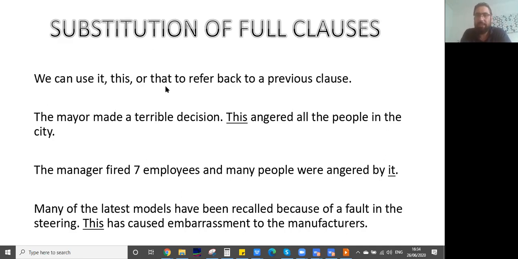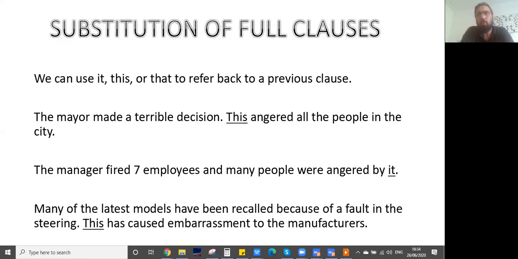So we have this here. What's that referring to? Yeah, the full sentence. Thank you, Satish. So this is referring to the whole of the sentence. So we don't have to repeat it all again. Yeah, the mayor made a terrible mistake. The mayor making the terrible mistake angered all the people. So it's a lot more straight to the point. This angered all the people in the city.